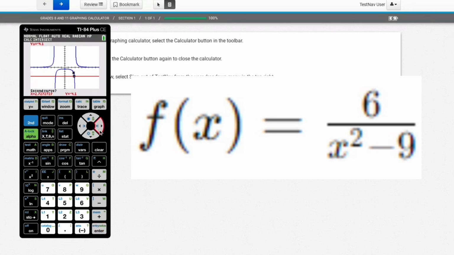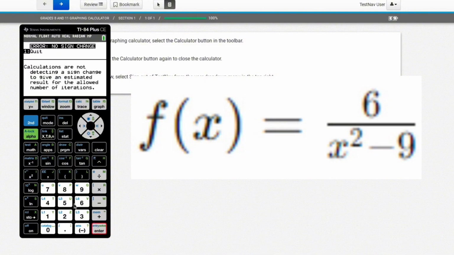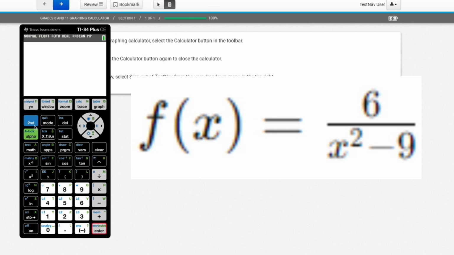Hit enter again, hit enter for guess, no sign change. What did I do? All right, let's try it again. Trace, second trace. I thought I hit intersect. So, you know what? I think I know what I did. I wonder if I accidentally jumped over to that graph. This is a good mistake that happened. Enter. Let's move to the right just barely. Enter, enter. Yeah, and that seemed to work.